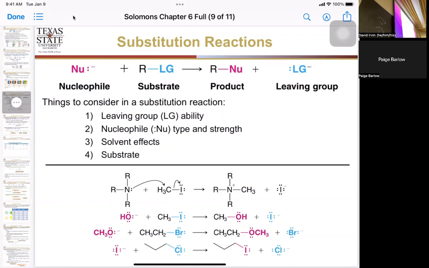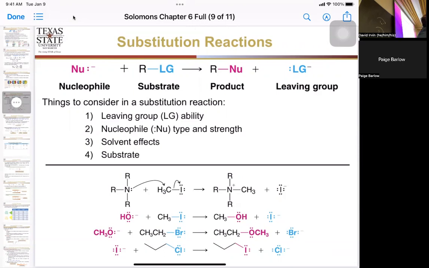So everything I told you about Lewis acids and bases is true for this as well. We're just changing the names. Our substrate is now our Lewis acid because the carbon has a partial positive charge. So we have a Lewis acid, a Lewis base, and a group that can leave. We form a new sigma bond and we form another nucleophile, another Lewis base.